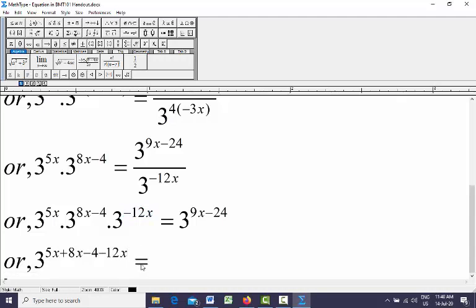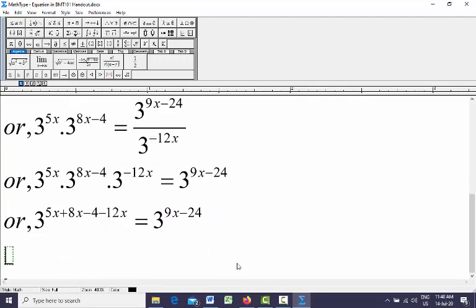So now what we will have here is this one, right? So here what we have, 3 power 5x plus 8x is 13x, minus 12x is x, minus 4, and here we have this one.